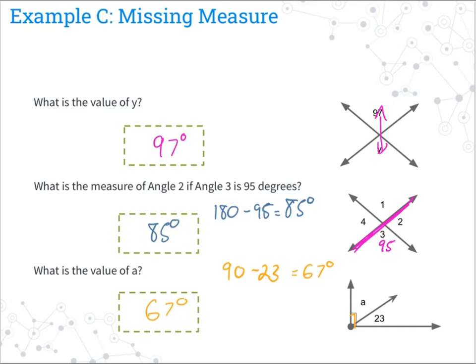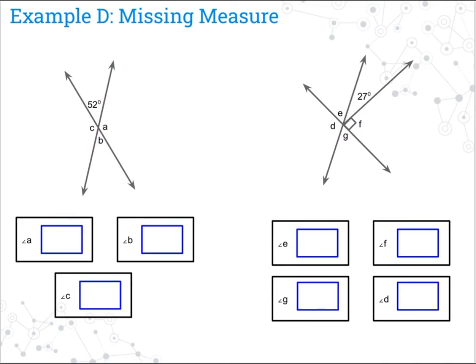Now let's move on to example D. So here we are at example D, and it's again talking about missing measures, but this time we're going to be needing to find many of the missing measures using the things that we know about angles. Starting on our left-hand side, we see that we only have 52 degrees. We have to figure out angle A, B, and C. The first thing we're going to do is notice that 52 is directly across from B, which makes it a vertical angle. So we know they're going to be equal. If 52 is there, then B will also be 52 degrees. So we've got that answer right away.